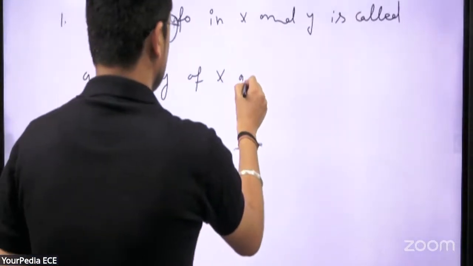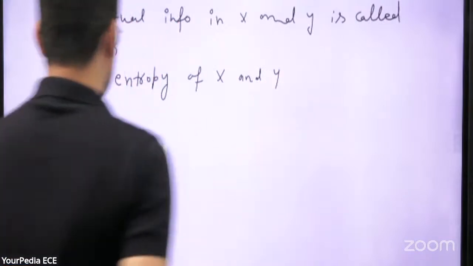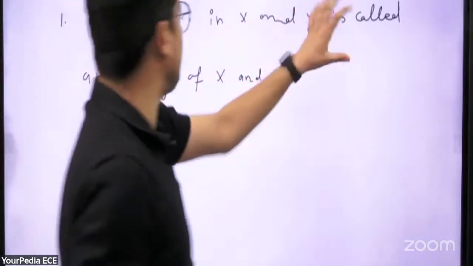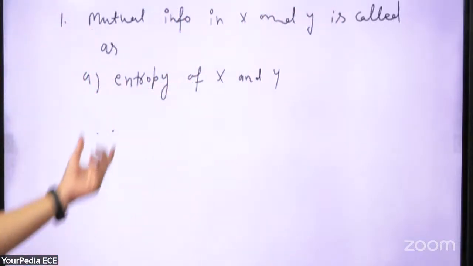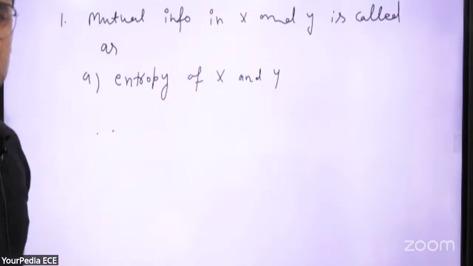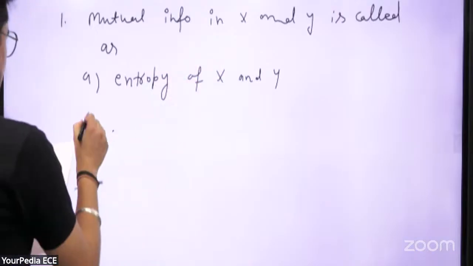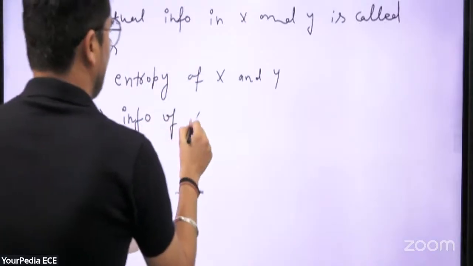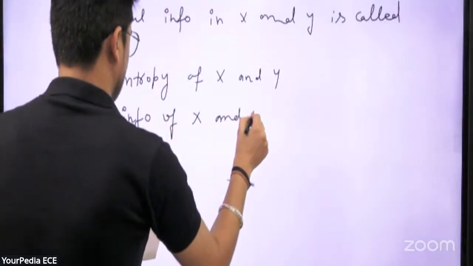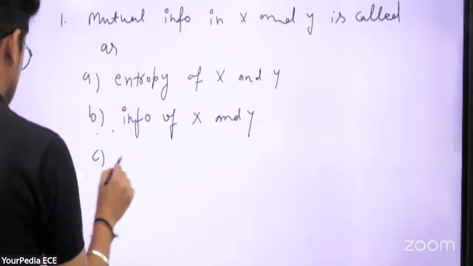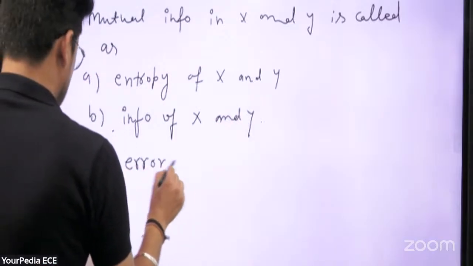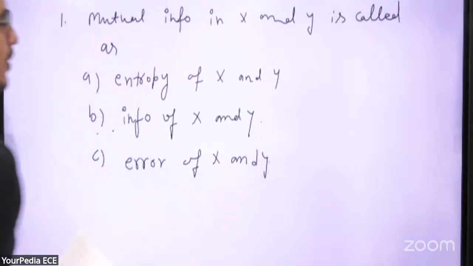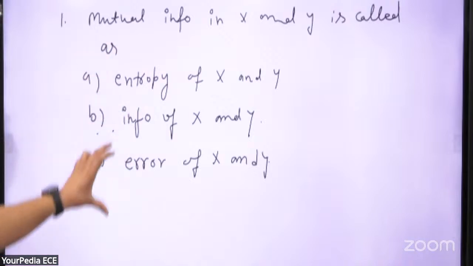So what are the options? The first option is entropy of X and Y. The second option is info of X and Y. The third option is error of X and Y. I'm getting only these three options.